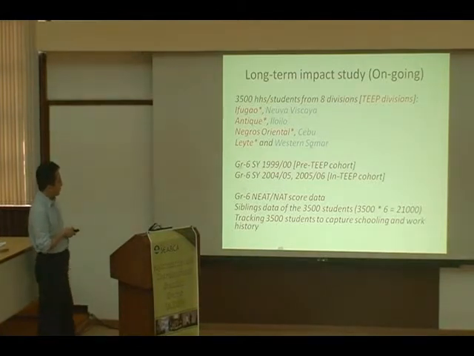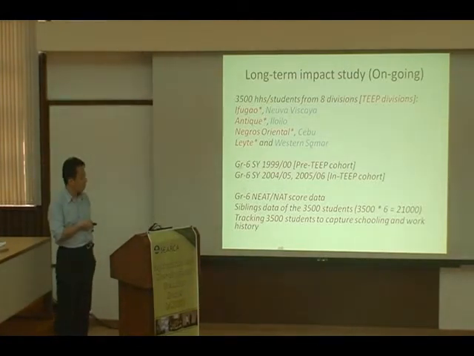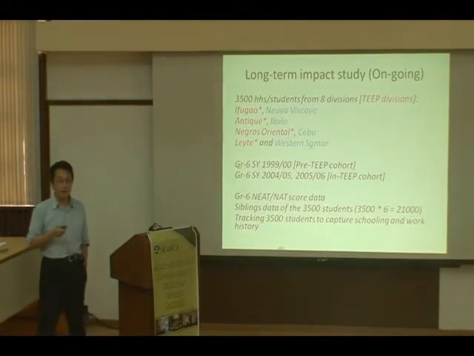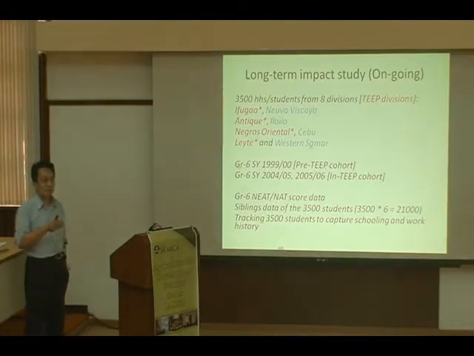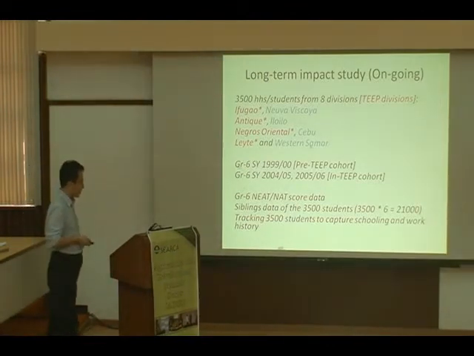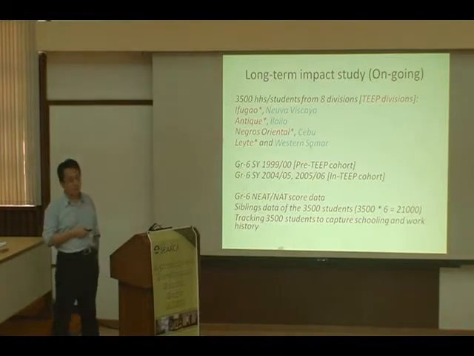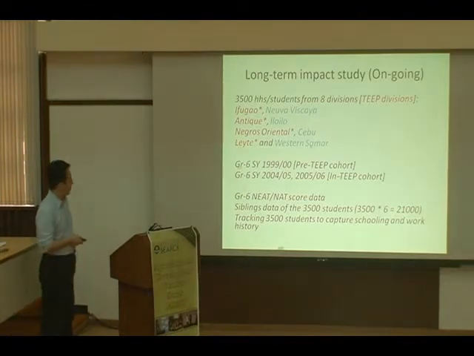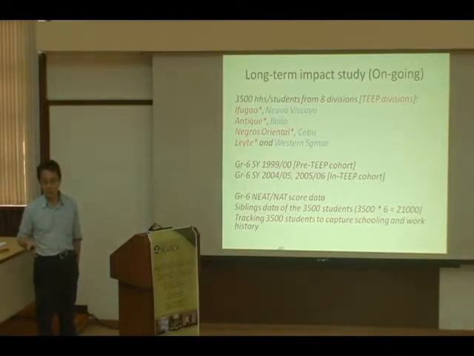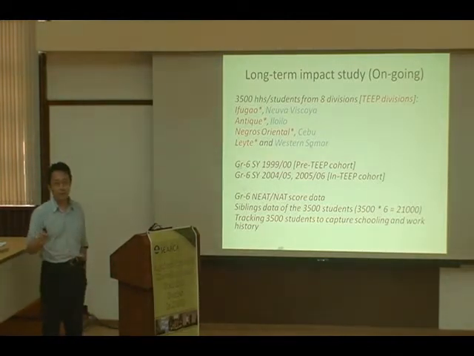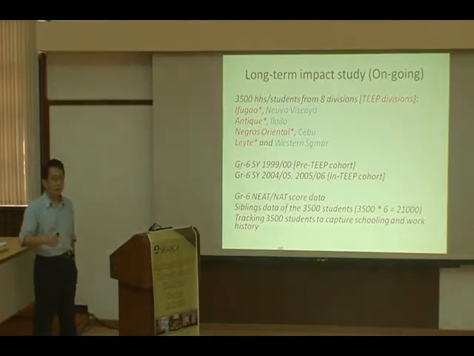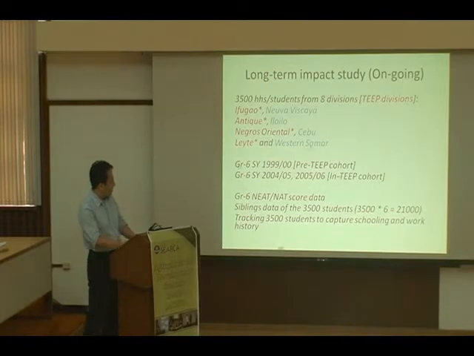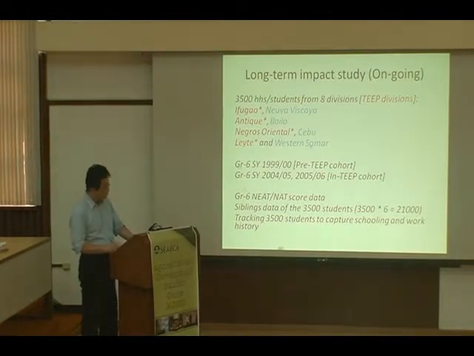And we also collected sibling data, siblings of our 3,500 students. On average, households have six or seven siblings, so the sample size is 21,000. That's enormous information from which we get a lot of insights. And amazingly, we are tracking 3,500 students individually, to capture their schooling history, work history, job history, life history, to evaluate the program in the long term. Thank you very much.